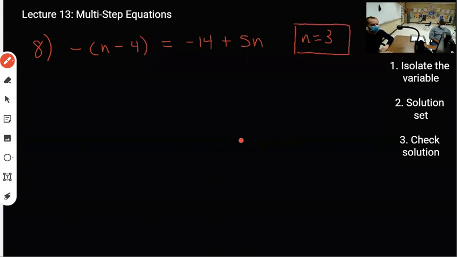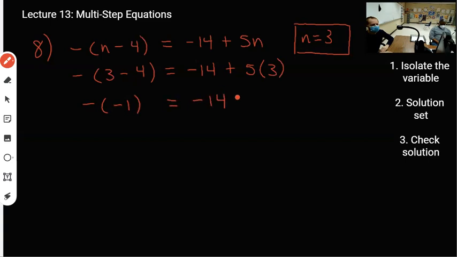Okay. So we're going to let n be 3 everywhere we see an n. So I changed that n to a 3. On the other side, I have 5 times n, which is just going to be 5 times 3. 3 minus 4 on the inside right here is going to give me negative 1. And over here on the other side, I have 5 times 3. That's going to give me 15.